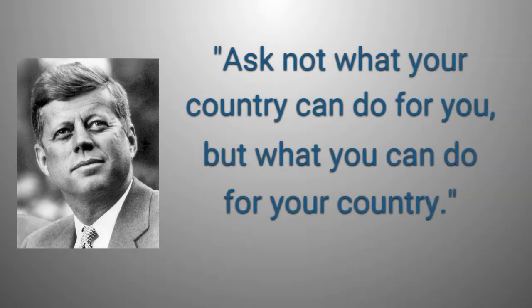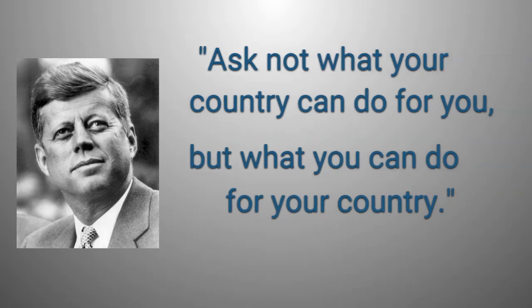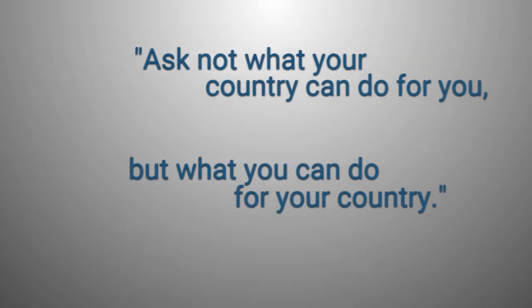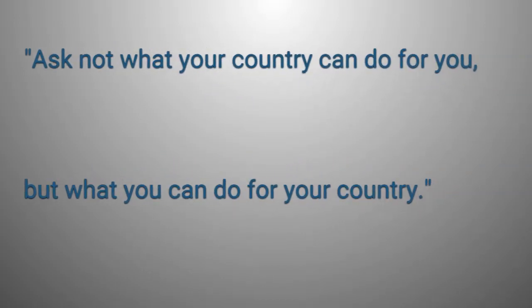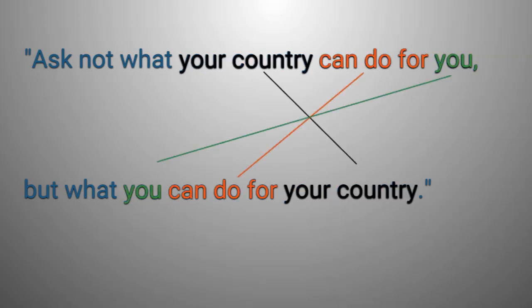Ask not what your country can do for you, but what you can do for your country. If we diagram this statement, we first split the first and second halves from each other. Ask not what your country can do for you, but what you can do for your country. We can then connect the repeated thoughts together by drawing a series of lines. By doing this, we create an X shape.